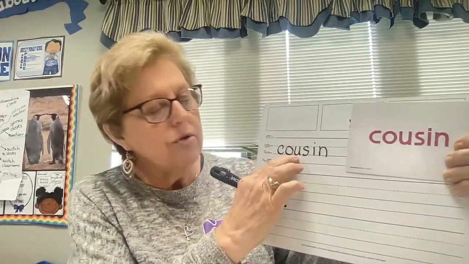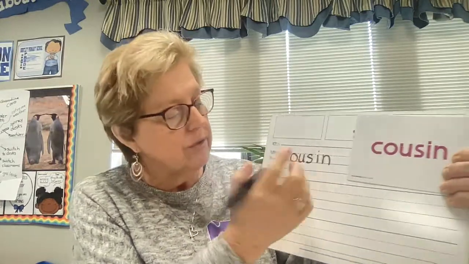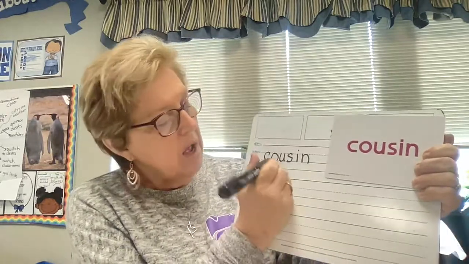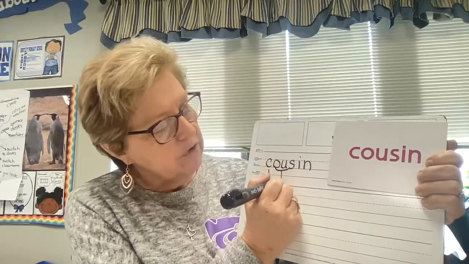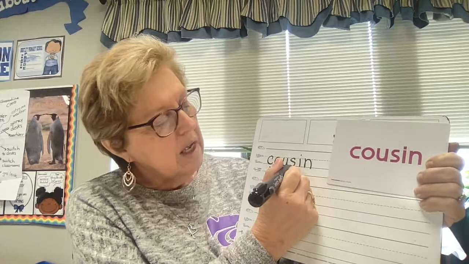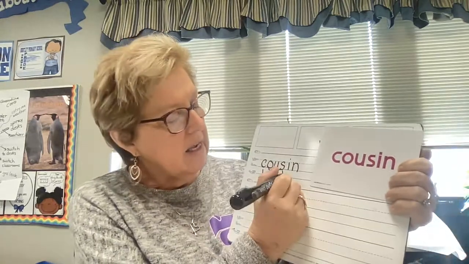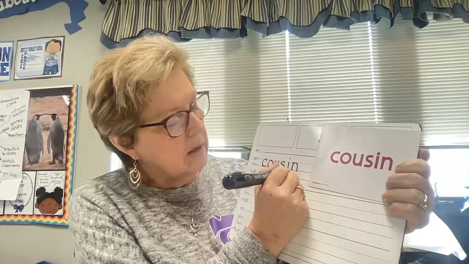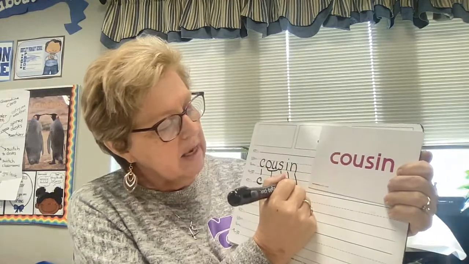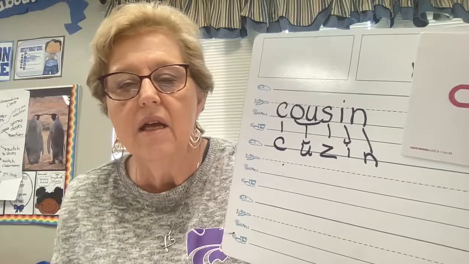Now, what makes this a trick word? Well, it's because that OU says ow, but in this word it says the short U sound. So k makes the sound of C. The OU makes the sound of short U. S makes the sound of Z. N. You hear the short I, and then you hear the N. Cousin.